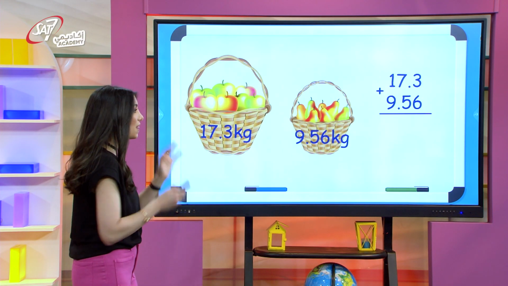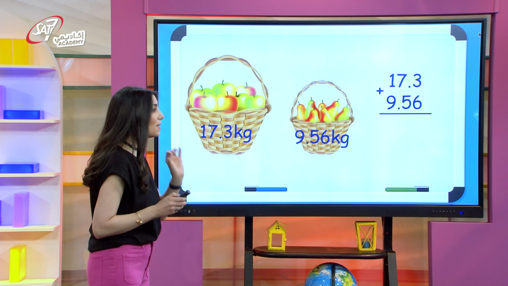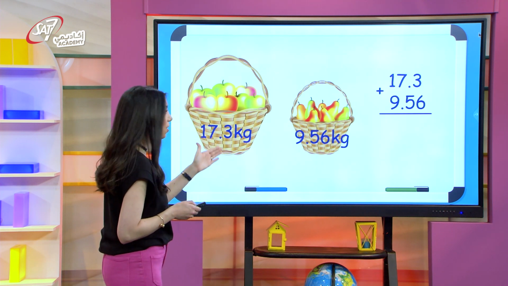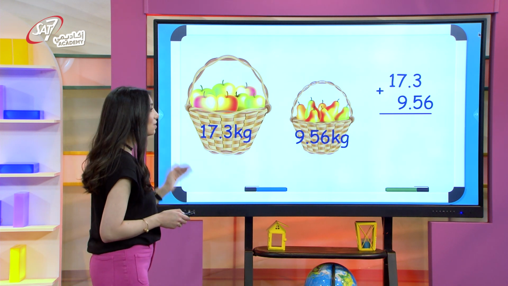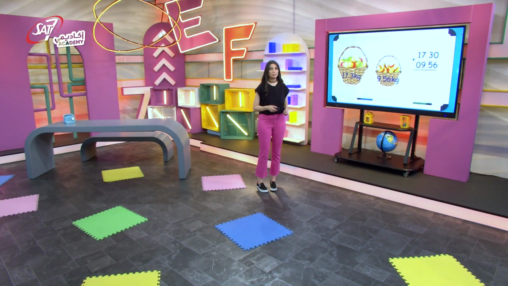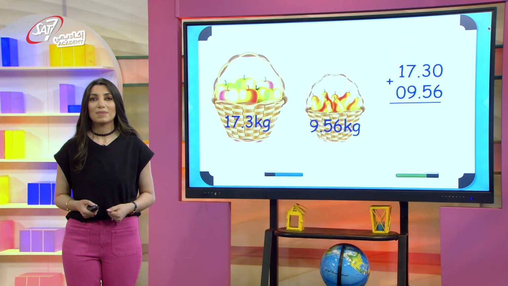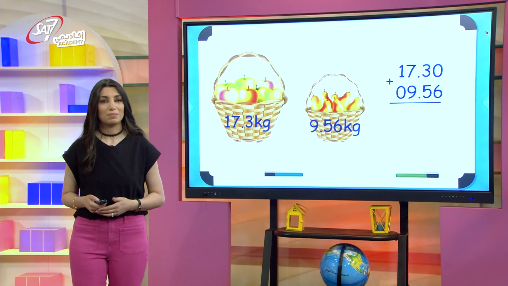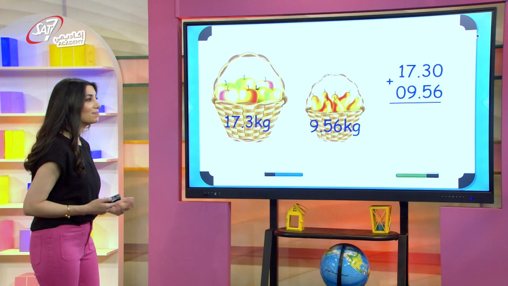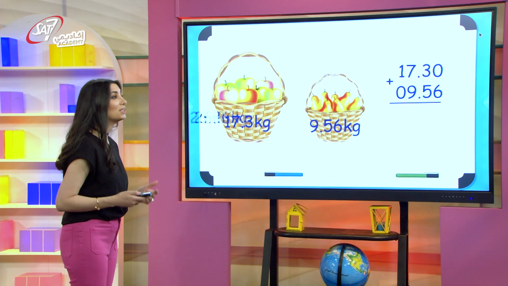No. We should add the decimals and the whole numbers separately. So let's place the decimal points on top of each other. Now we can add 3 to 56 and 17 to 9. We can also add zeros in the empty spaces, because 17.3 is the same as saying 17.30, and the 0 before 9.56 does not affect the value of this number. Let's add. 0 plus 6 is 6, 3 plus 5 is 8, and 17 plus 9 equals 26.